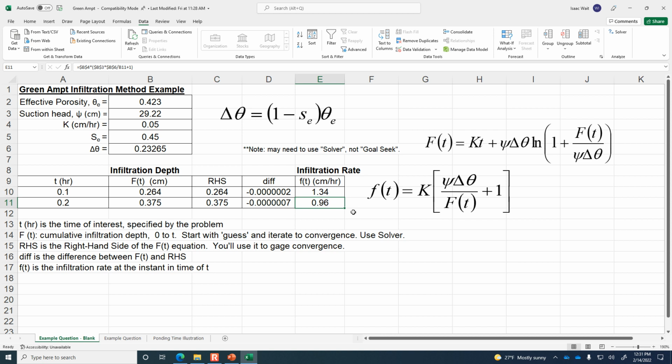So now when we do this infiltration rate, you'll see that at 0.2 hours, so 12 minutes into the storm, the infiltration rate is lower than it was. So this is just a model of the declining potential infiltration rate. And it's called the potential infiltration rate because it assumes continuous ponding.